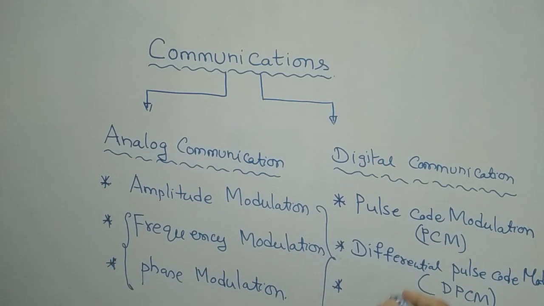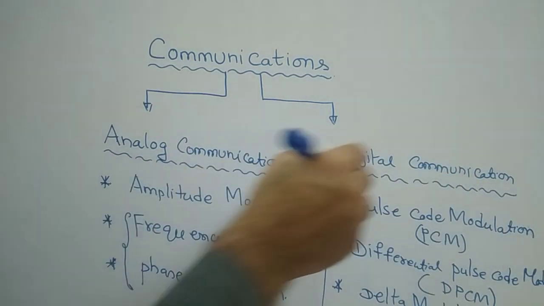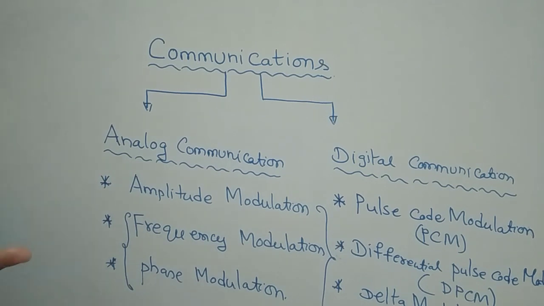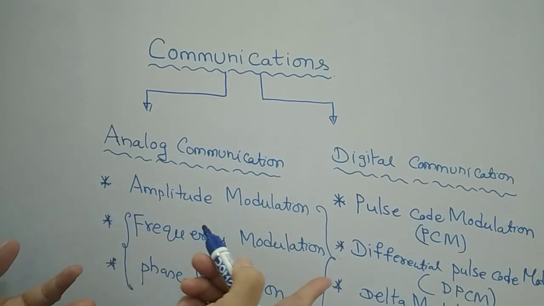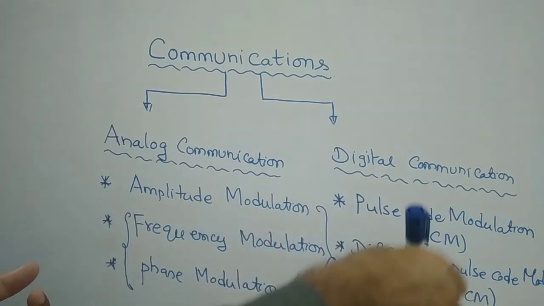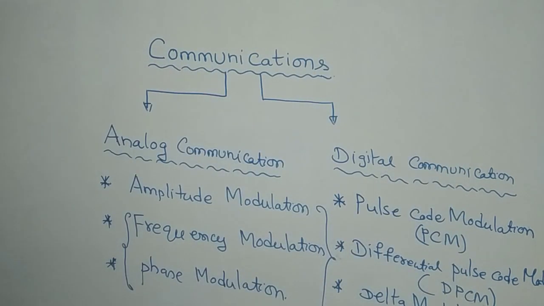And the third one is delta modulation, DM. These come under digital communication or digital modulations. Differential pulse code modulation is simply an extension of pulse code modulation, and the other one is delta modulation. These are collectively called digital modulation, whereas the earlier ones are called analog modulation.